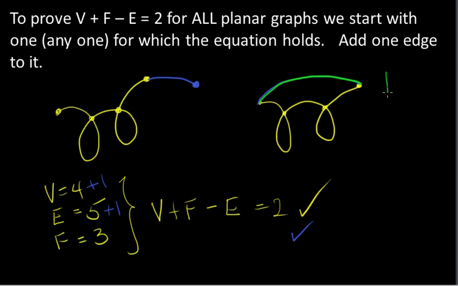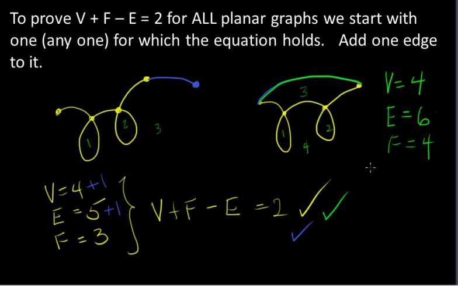This time, the vertices are still 4. I didn't add a vertex. I connected two that we already had. The edges, yes, I added an edge, so my edges will be 6. And my faces, instead of having 1, 2, 3 faces, now I have 1, 2, and this closed off another face. So now I have 4. So my faces are 4. And I'll put a green check here. You can see vertices plus faces is 8 minus 6 is 2.